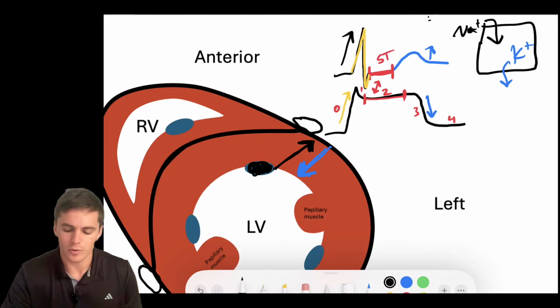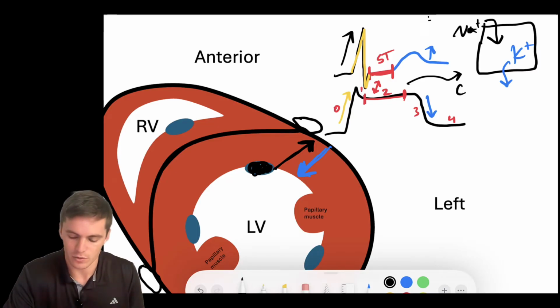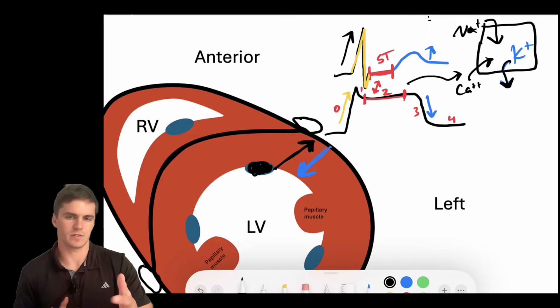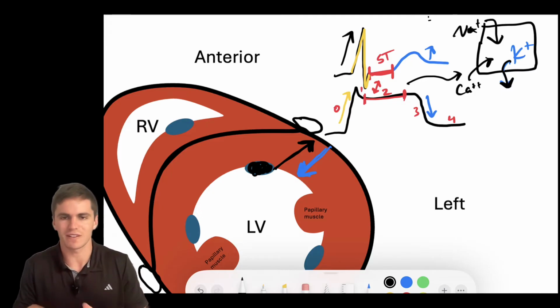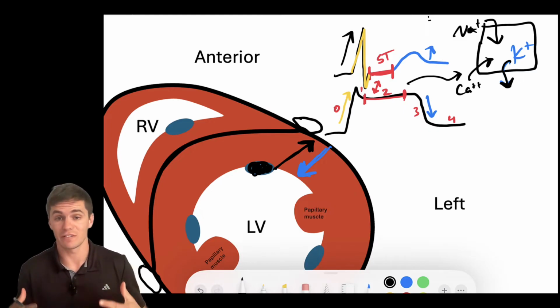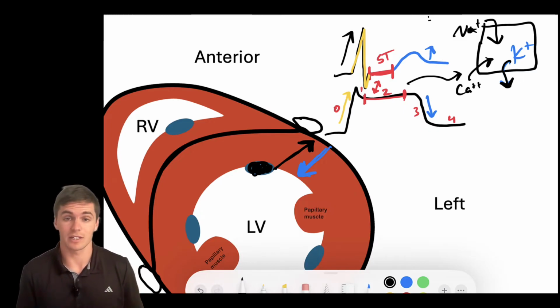Remember, phase 2 is defined cellularly. In phase 2, we've got calcium, which is positive, rushing in, and we have potassium continuing to rush out. And so those are equal, positive coming in, positive coming out, and so you get an isoelectric flat line in the action potential, which causes a flat line in our ST segment. So that's how we define our ST segment anatomically and electrophysiologically, right?